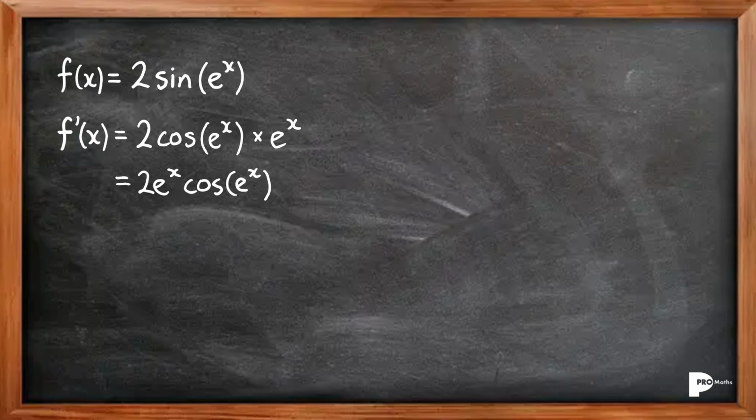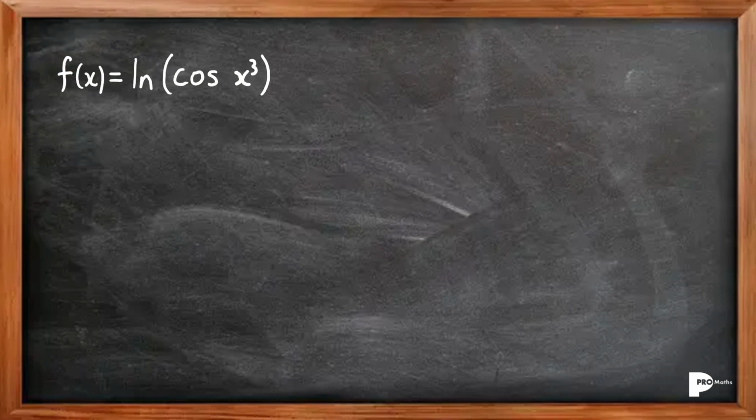For our last one, let's step it up a little bit. Let's differentiate ln(cos(x³)). There's actually 3 functions within a function. We got ln, we got cos, and then x³. So we got outside, inside, and then another inside, or the most inside.